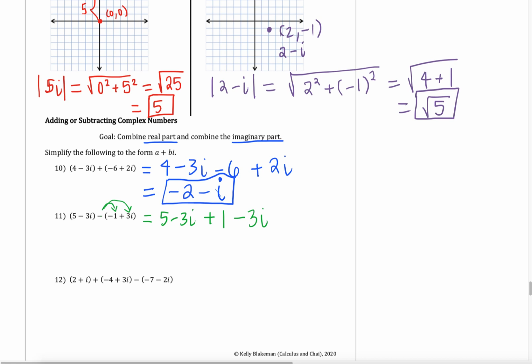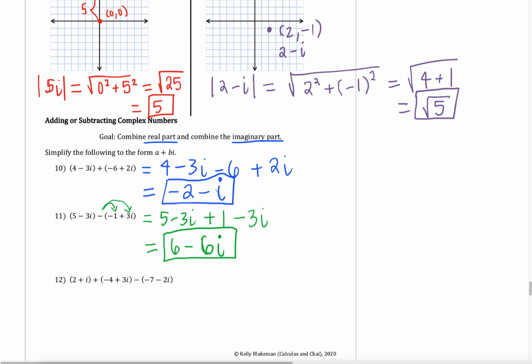Why don't you guys pause the video and simplify this down to the form a plus bi. So to combine these together, our real parts is the 5 and the 1. 5 plus 1 gives me 6. Then my imaginary parts is the -3i and the -3i. -3i minus 3i gives me -6i. And since I'm already down to the form a plus bi, I can't simplify any further since I don't have any other like terms.